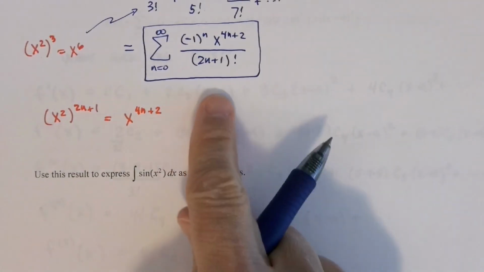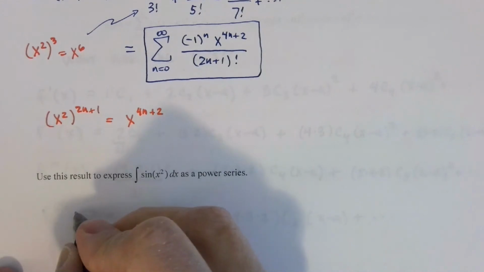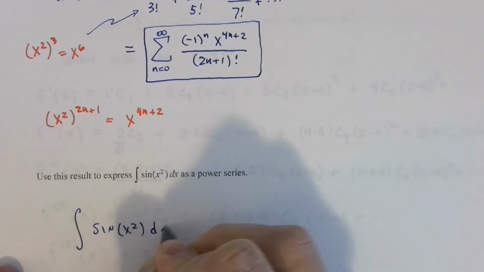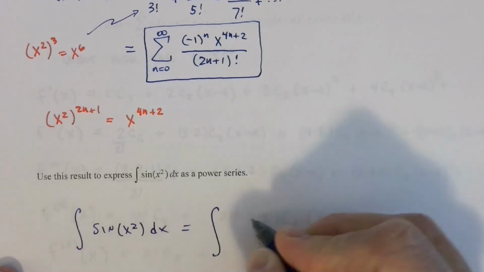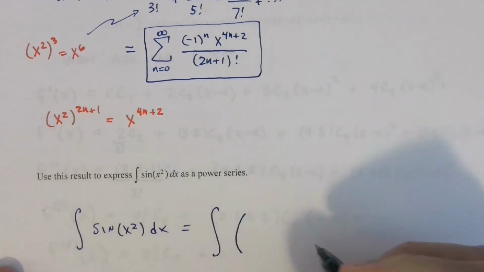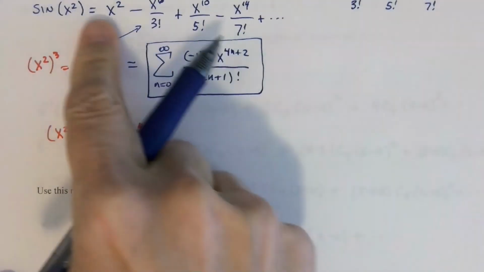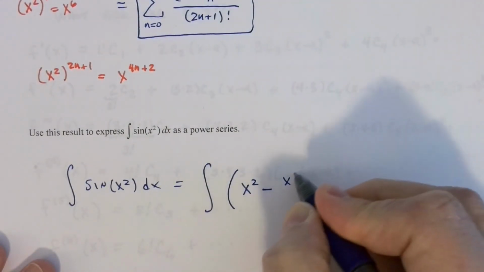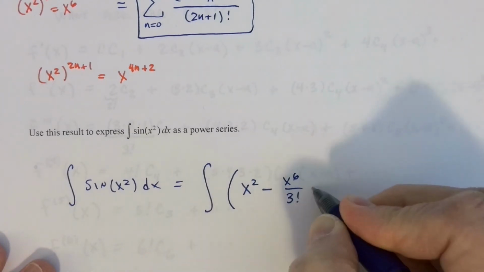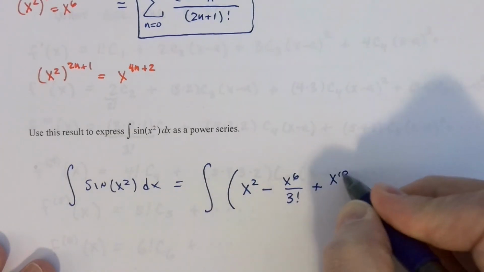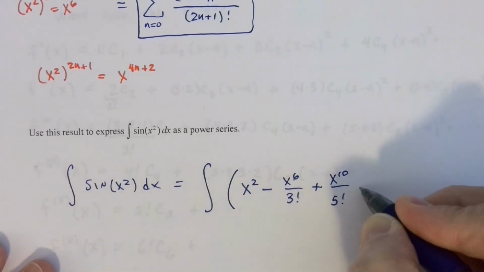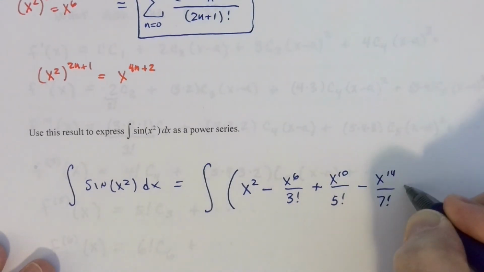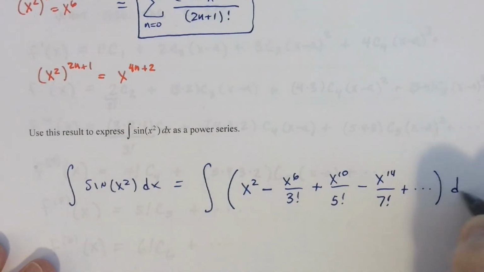Well, I've just found a power series for this. So the integral of sine of x squared dx is equal to the integral of this power series, and I'm going to do it term by term. I'm going to list it out here. It was x squared minus x to the 6th over 3 factorial plus x to the 10th over 5 factorial minus x to the 14th over 7 factorial, dot, dot.